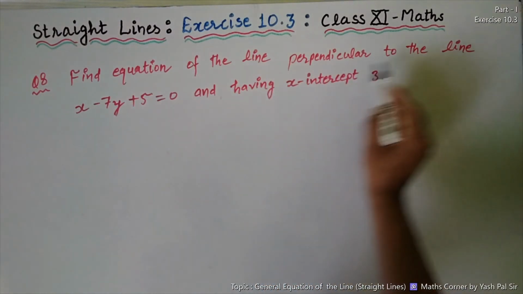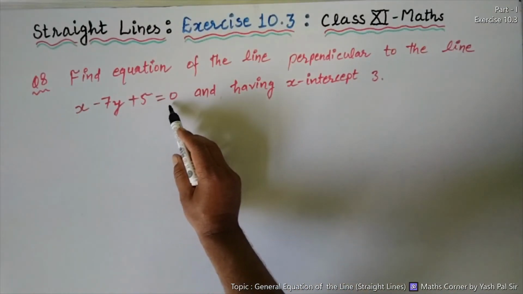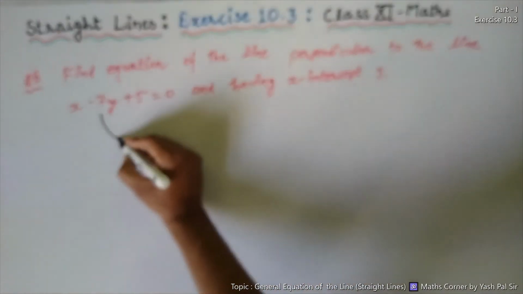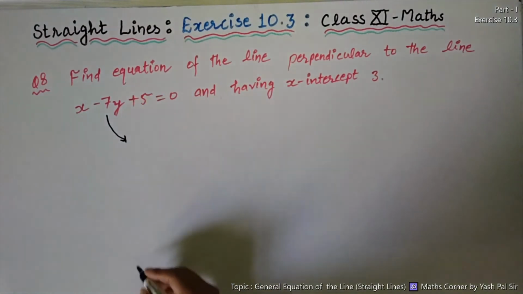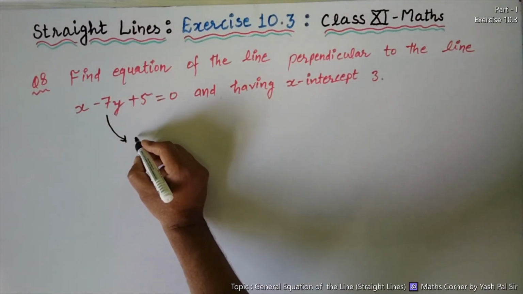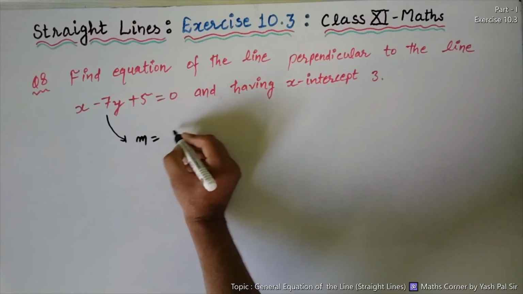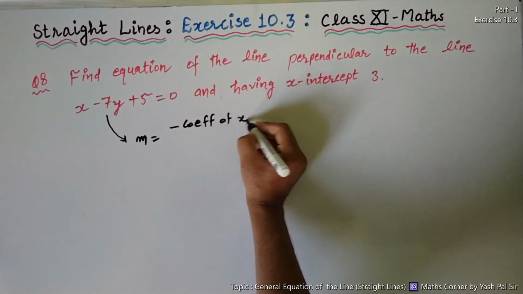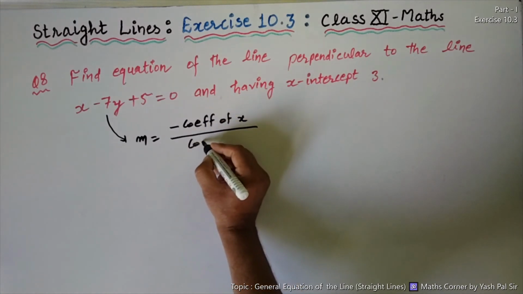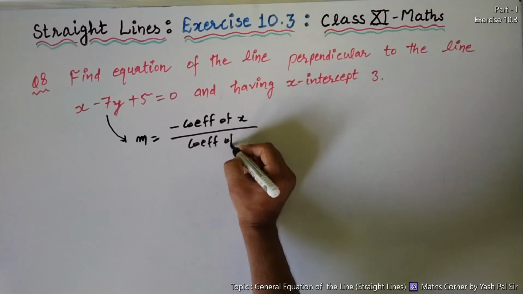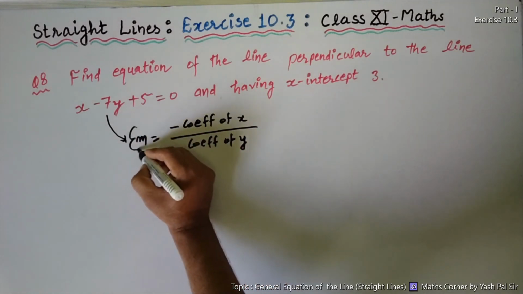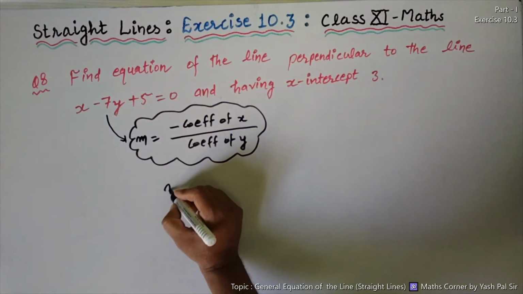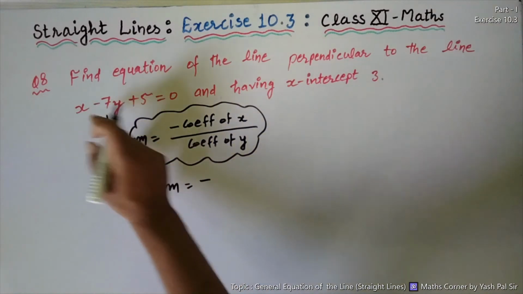Now next question. Question number 8. Find the equation of the line perpendicular to the line x minus 7y plus 5 is equal to 0 and having x intercept 3. So first of all, finding the slope of this line. What is the slope? Slope we can say m. m is equal to minus coefficient of x divided by coefficient of y. This is also one way of finding the slope of any line.